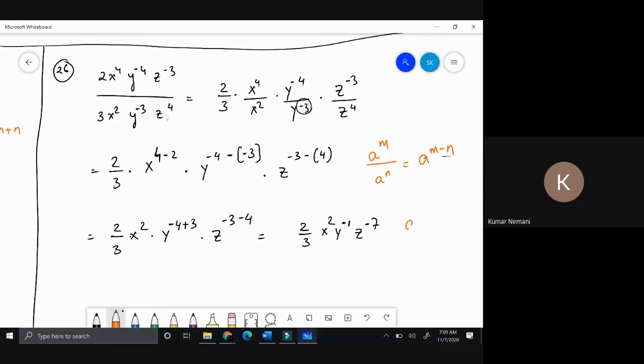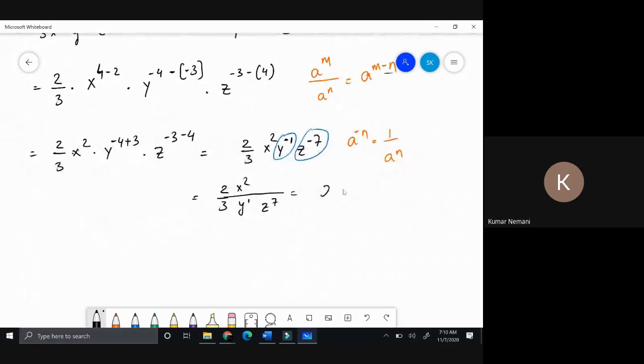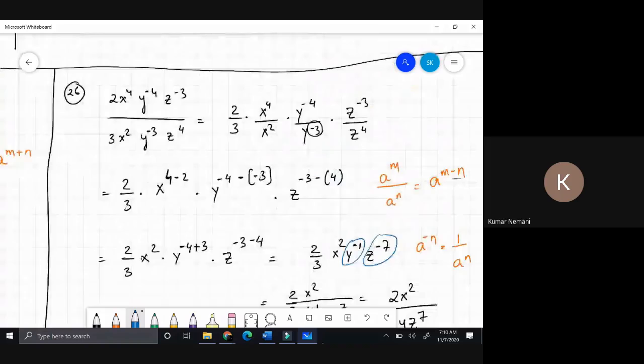Now we are going to use another formula: a power negative n is equal to 1 by a power n. Any negative powers in your numerator can be pulled to the denominator to make their powers positive. So that is 2 over 3, x square, y power 1, z power 7. And you know that any number raised to the power 1 is the number itself. So the final answer is going to be 2x square divided by 3yz power 7. That will be your final answer for problem number 26.